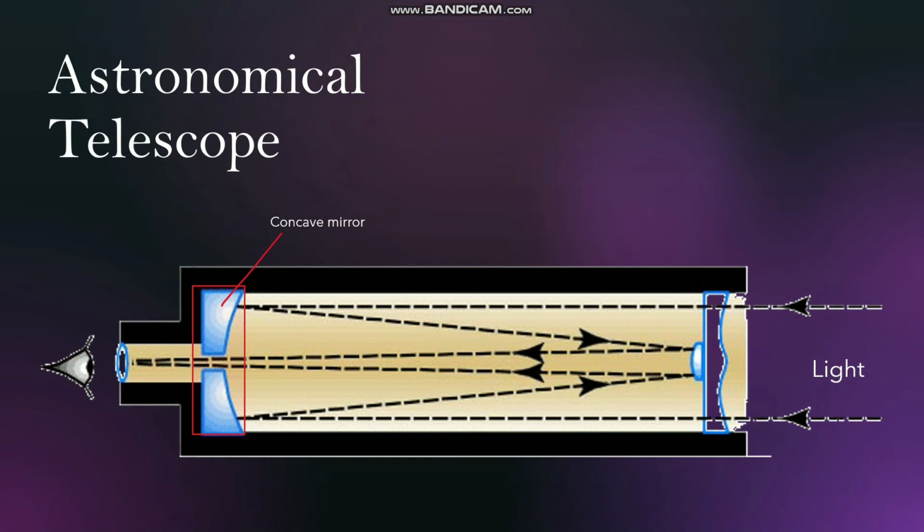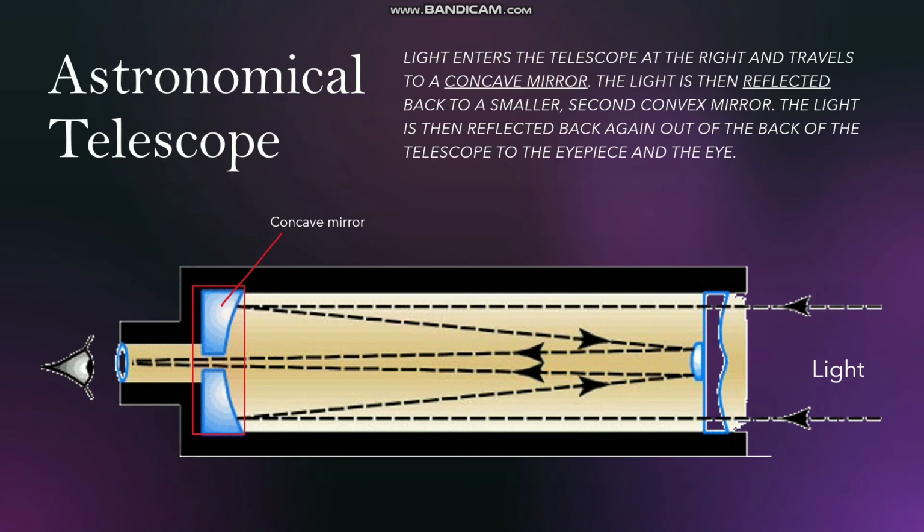The next one is astronomical telescope. Light enters the telescope at the right and travels to a concave mirror. The light is then reflected back to a smaller second convex mirror. The light is then reflected back again out of the back of the telescope to the eyepiece and the eye.